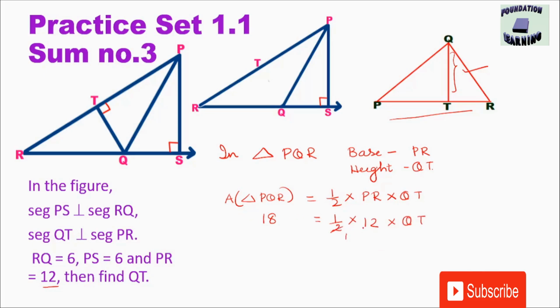Now 2 ones are 2, 2 sixes are 12. So now I'll just bring it this side. 6 QT is equal to 18. Now 6 QT means 6 into QT. Whenever it is multiplication and you change the side, it becomes division. So QT equals 18 divided by 6. 6 ones are 6, 6 threes are 18. So the value of QT is 3. This is what the question was: find the value of QT.